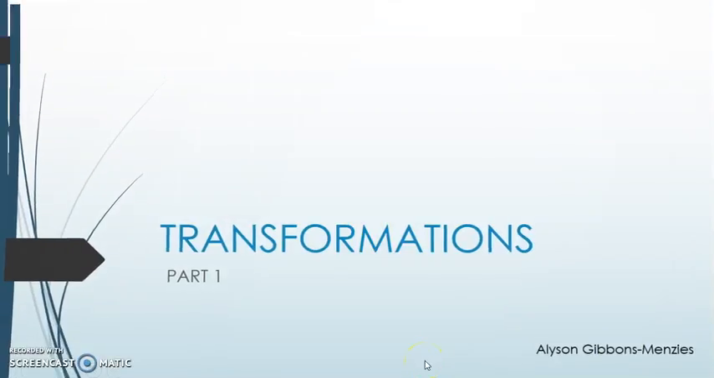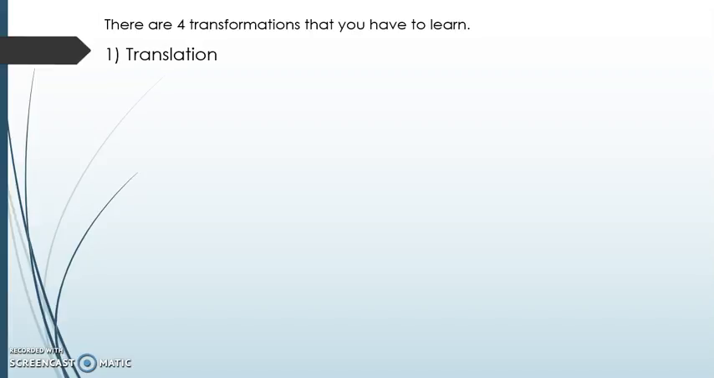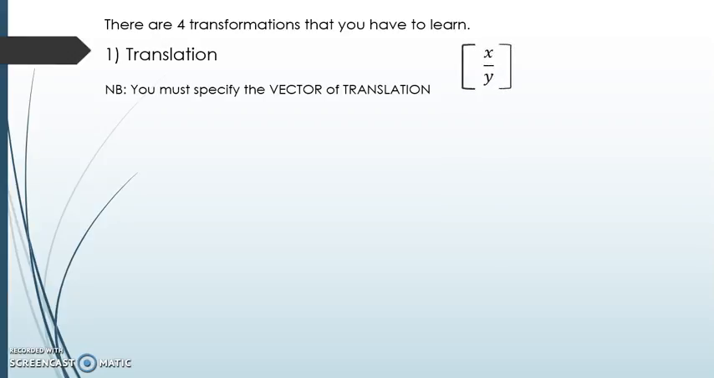Transformations, part 1. In this topic, there are 4 transformations that we've got to learn. We'll start with the first one, translation. Now, the important thing about translations is that you must specify the vector of translation. This is always written in the form of x and y.